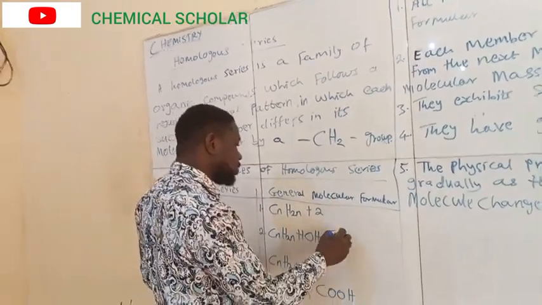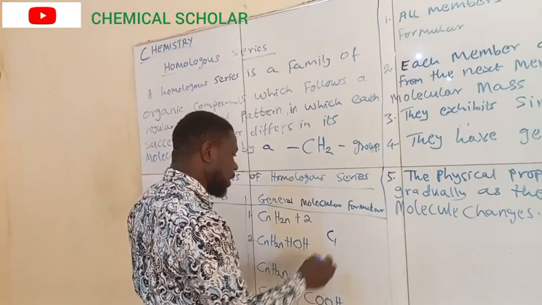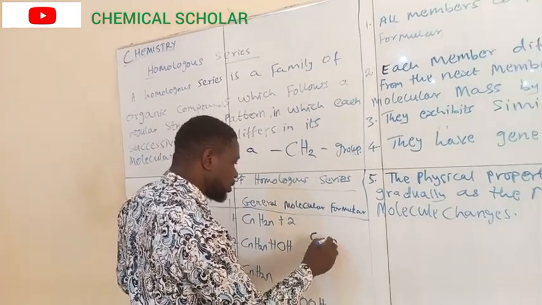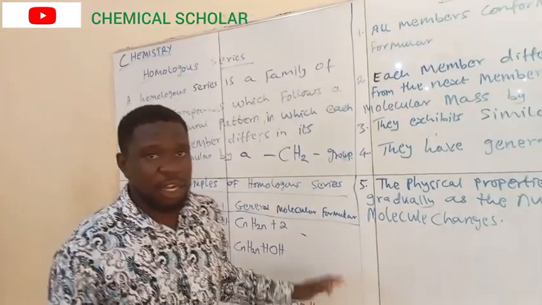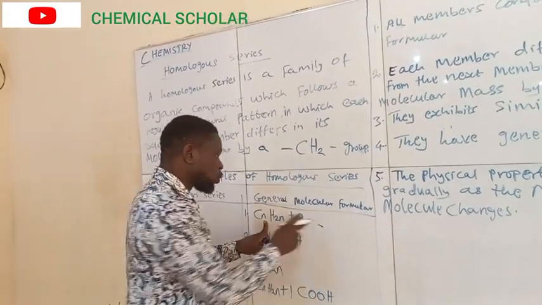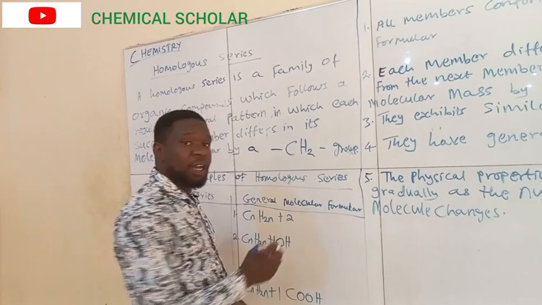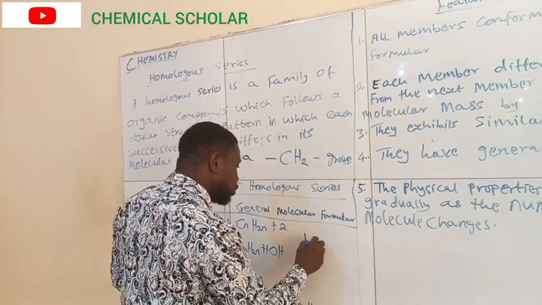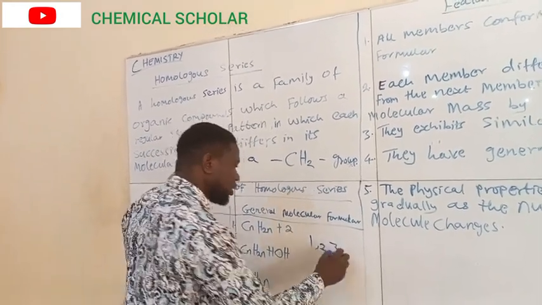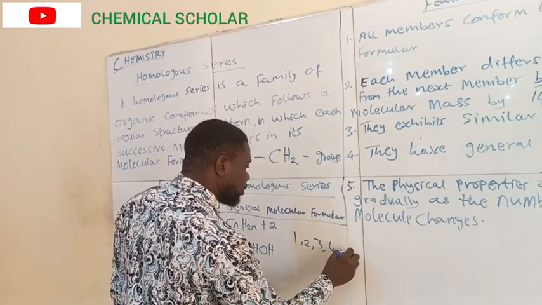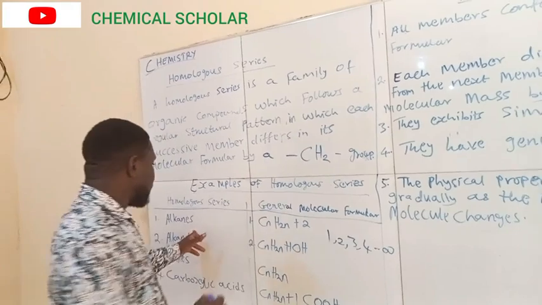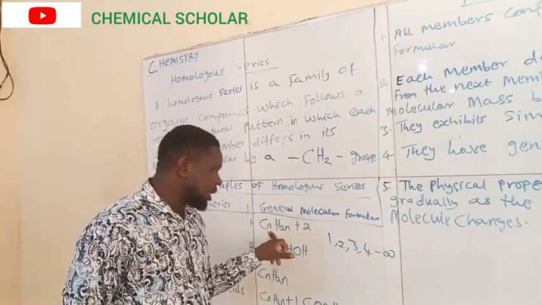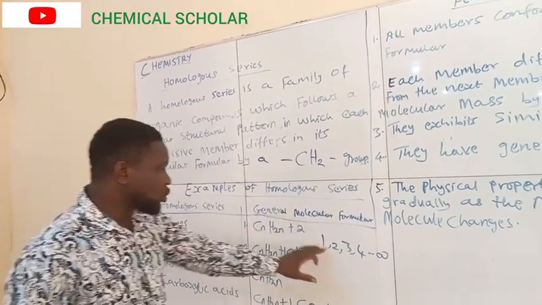It can be C1, where n is 1, or it can be 2, C2. So any number, as long as it's a positive integer, is what n represents. So n can take values from 1, 2, 3, 4 till any number at all. So the general molecular formula for alkanes is CnH2n+2.